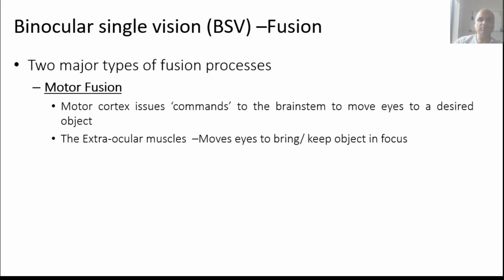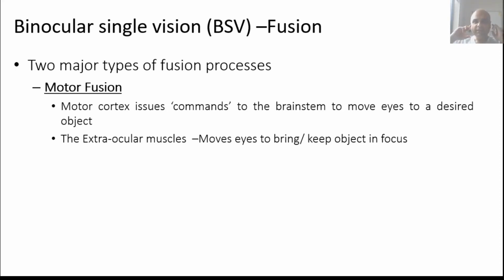So what happens in this fusion? There are basically two processes that are involved. One is motor fusion, and that is very simple to understand. You need to first be able to move your eyes in the direction where your object of interest is, where the object that you want to see is. So motor fusion is simply your ability to move your eyes properly in all directions of gaze.